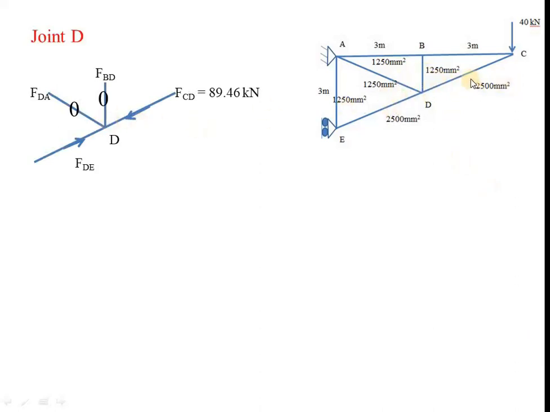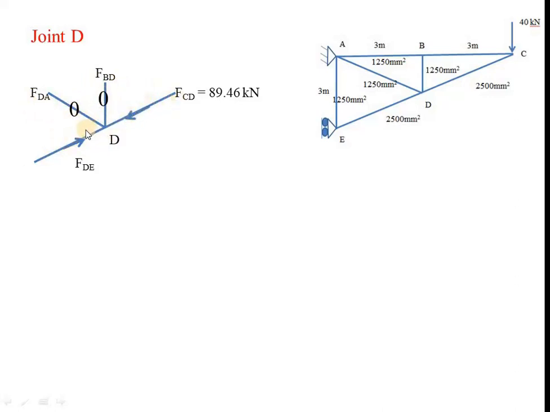Now if you consider joint D, there are 4 forces, but this force has been found from joint C, I will put it here. This force FBD I have found from the B joint, that also I will put here. So this is a 4-force system where these two are known, so therefore you can get these two. If this becomes 0, it will become a 3-force system. In 3 forces, these two are equal and opposite, so this will automatically become 0. Then these two will be equal and opposite.